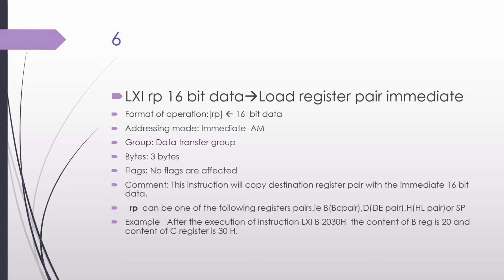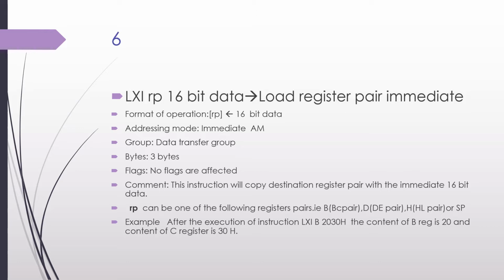Now, here LXI RP 16-bit data means load register pair immediate. What you are going to load into the register pair is that 16-bit data. So here the 16-bit data is directly copied to the mentioned pair of register. That's why it is written RP is taking the 16-bit data. And this instruction comes under immediate addressing mode as you are moving the immediate data to a pair of register. This instruction belongs to the data transfer group, and this instruction is of 3 bytes.